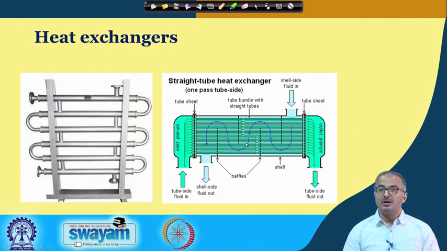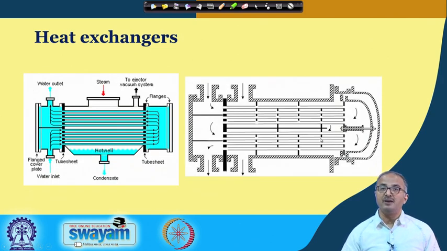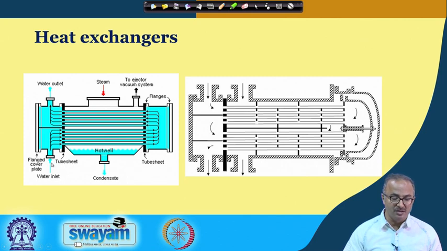Okay. And this we call one pass on the shell side and one pass on the tube side. We may have multiple passes on both sides. So, here you can see a configuration where the tube side fluid passes through these tubes, takes a U-turn and goes through these tubes. So, there are two passes on the tube side.